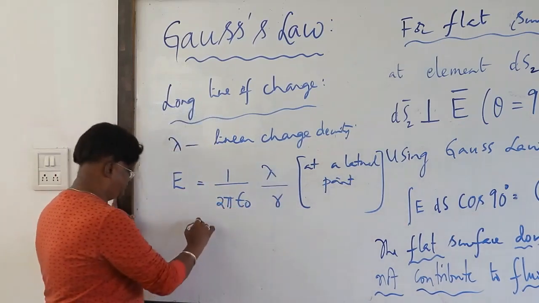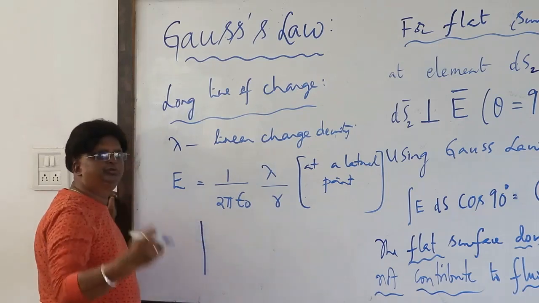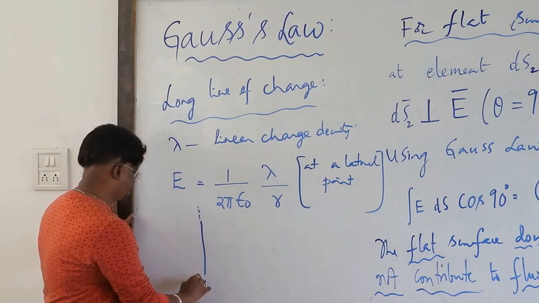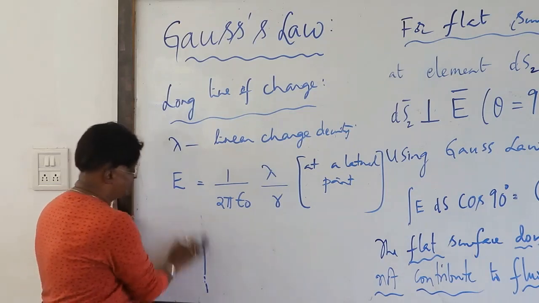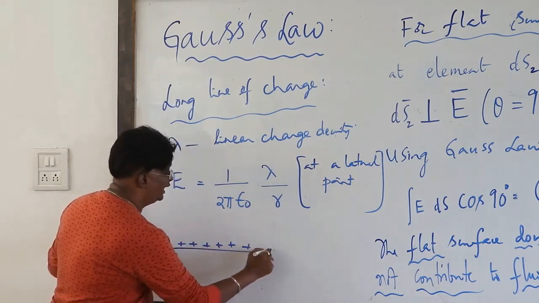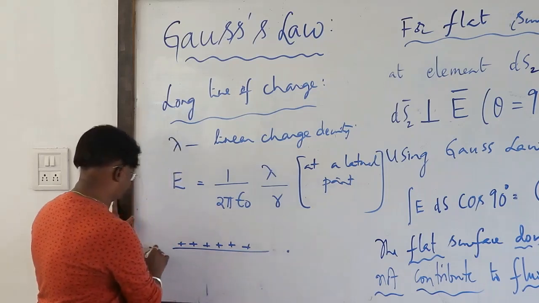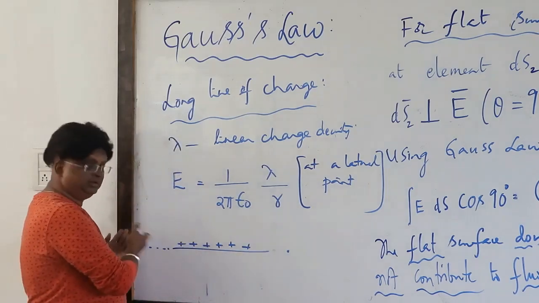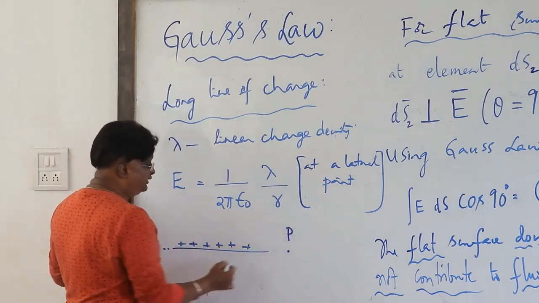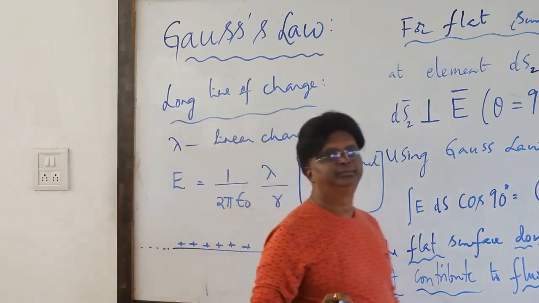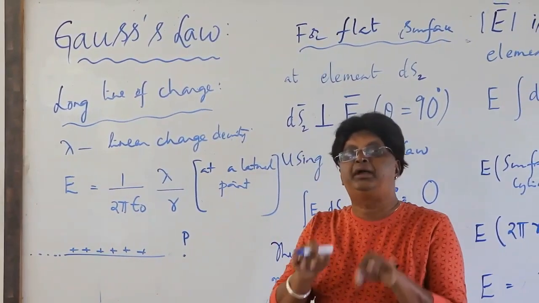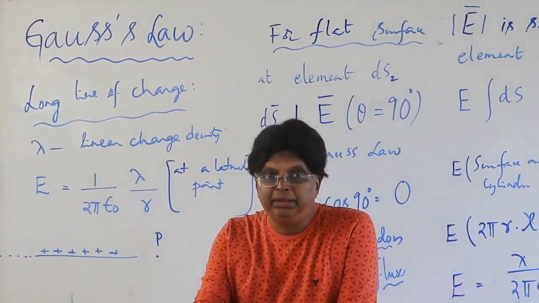Supposing now a case arises or your own doubt, which is rational, in fact, you should have this kind of doubt. Supposing you have taken the line of charge like this. This is the line of charge, right? And you have taken point P over here. Suppose this is a long line of charge. Now where is this point P? You tell me. It is along the line of charge, right? If it is along the line of charge, P is not defined.